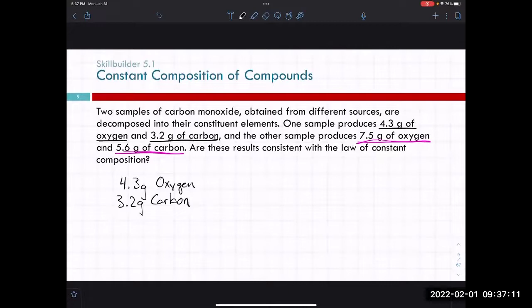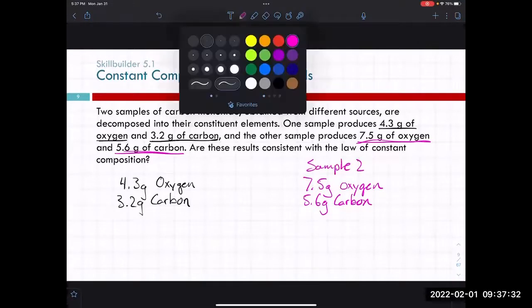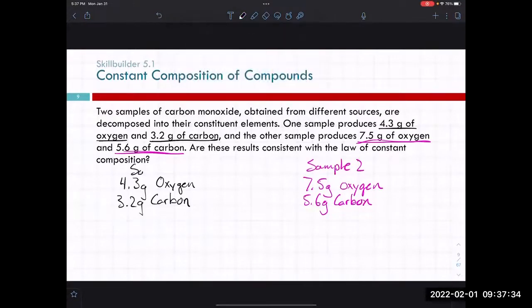Be careful not to spell that with the B before the R. And then 7.5 grams of oxygen and 5.6 grams of carbon. So this is, it doesn't call this one sample 2, but we'll call it sample 2. This is sample 1.